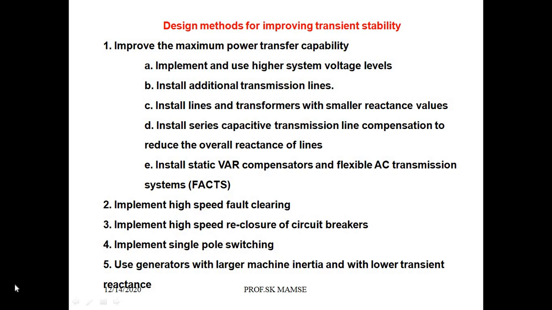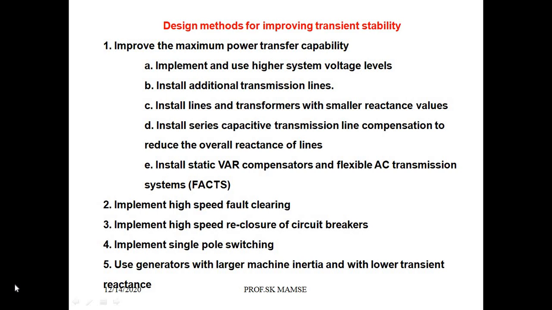Implement higher system voltage levels. Second one, install additional transmission lines. Then third one, install lines and transformers with smaller reactance values. Then fourth one, install series capacitive transmission line compensation to reduce the overall reactance of lines.